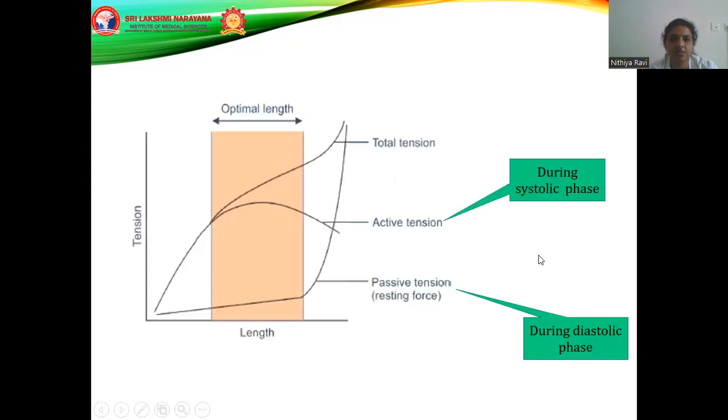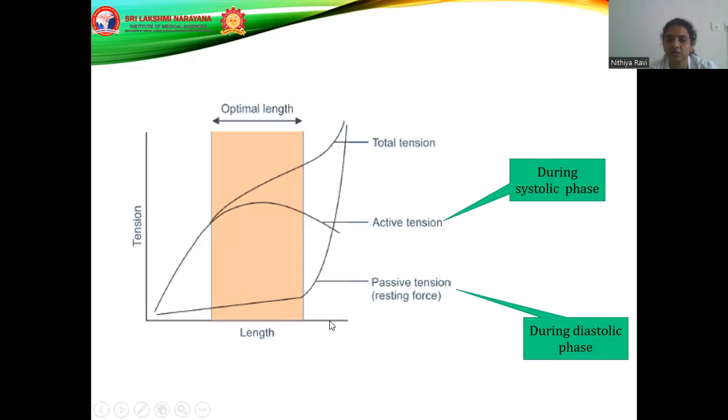So what does this mean? Here, if you consider the length of the muscle fiber along the x-axis and the tension developed in the muscle along the y-axis, you can see that there is a passive tension which is present at the resting state. As the length of the muscle fiber increases, the tension will gradually increase up to the optimal length. And then if the muscle is stretched further, there is a rapid increase in the tension.